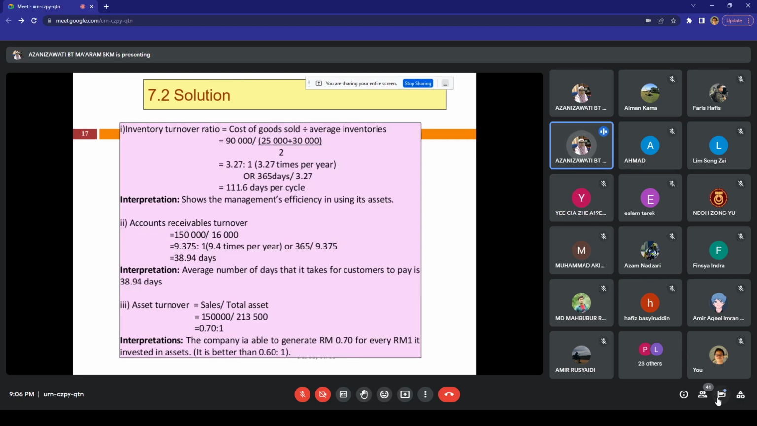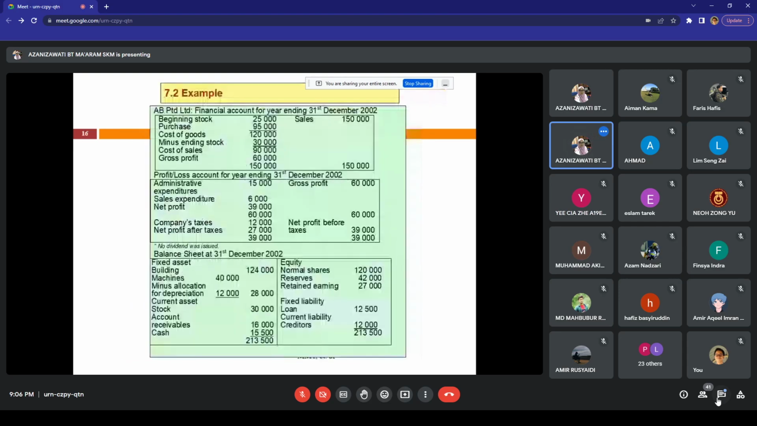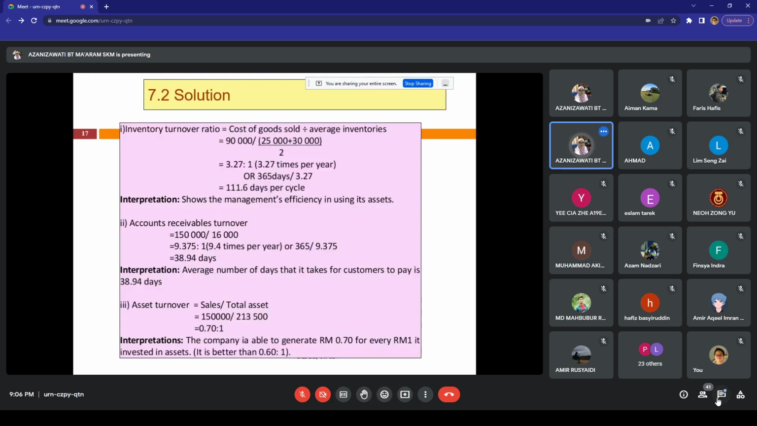And then for asset turnover is sales divided by total asset. So sales you get 150,000 divided by total asset. So total asset here, you have to calculate your total asset there, fixed asset and current asset. So meaning you get 0.7 to 1. So meaning the company is able to generate 70 cents for every 1 ringgit it invested in asset. So it is better than 0.6. So that is the asset turnover.